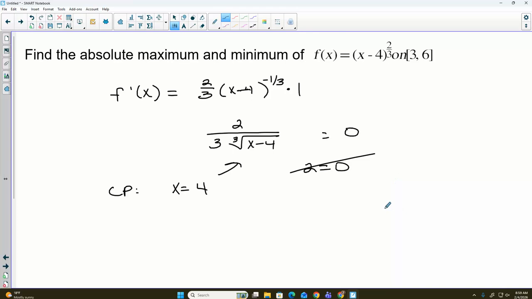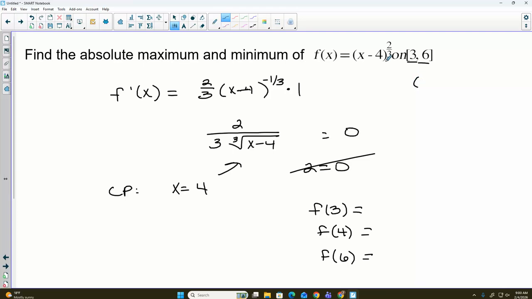Now I want my absolute max and min. So we have to check both endpoints, 3 and 6, and any critical numbers between them. So if I had also gotten like 0 as a critical number, I wouldn't need to check that one because it's not between 3 and 6. Then we put these back in. Okay, let's see if I gave you nice enough ones that we can do it without a calculator.